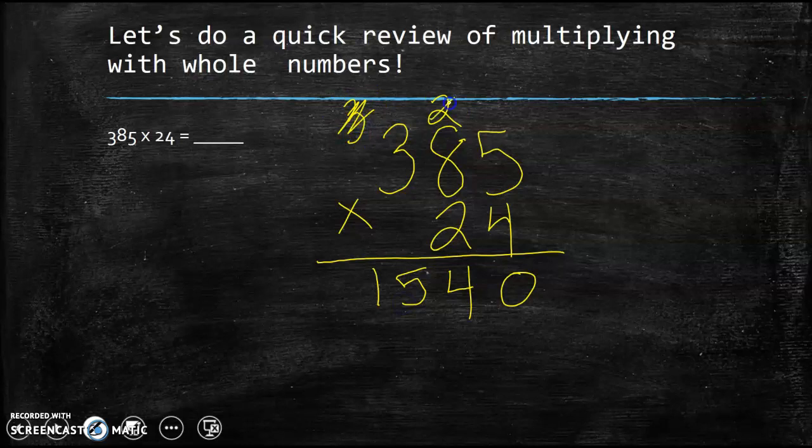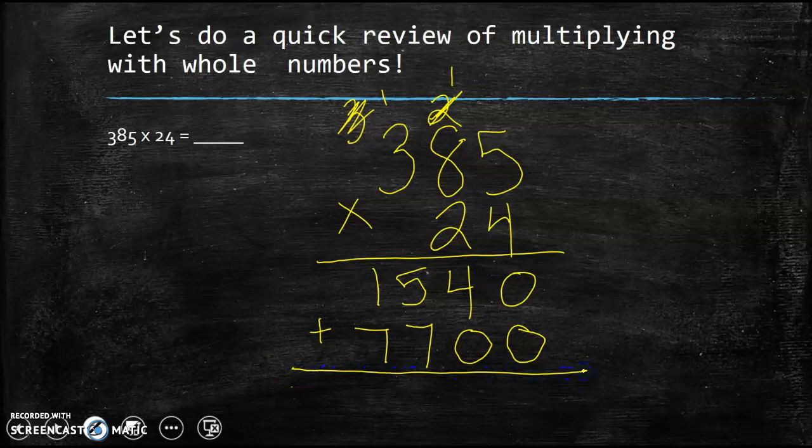We're going to cross those off, and we're going to move on to our next digit, the 2. 2 times 5 is 10, put our 0, carry it over here. 2 times 8 is 16, plus that 1 carryover is 17. And that 1 over there. 2 times 3 is 6, plus 1 more is 7. Again, knowing your multiplication facts is really going to help you here. And then we can just add up our two partial products. And we are at our final answer.